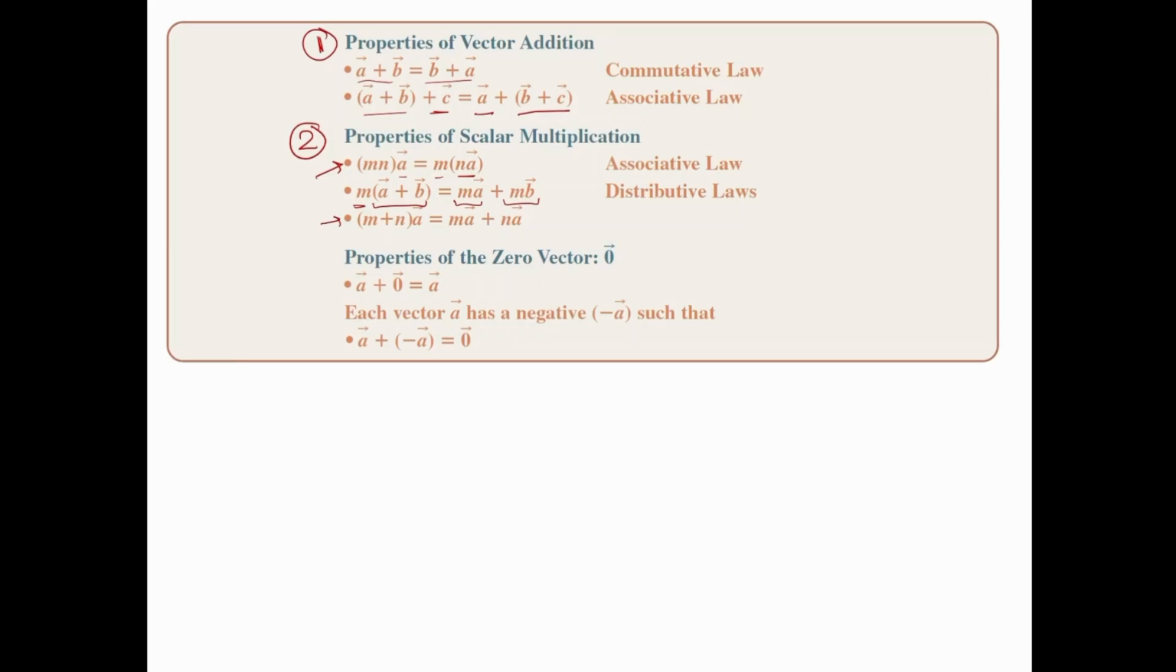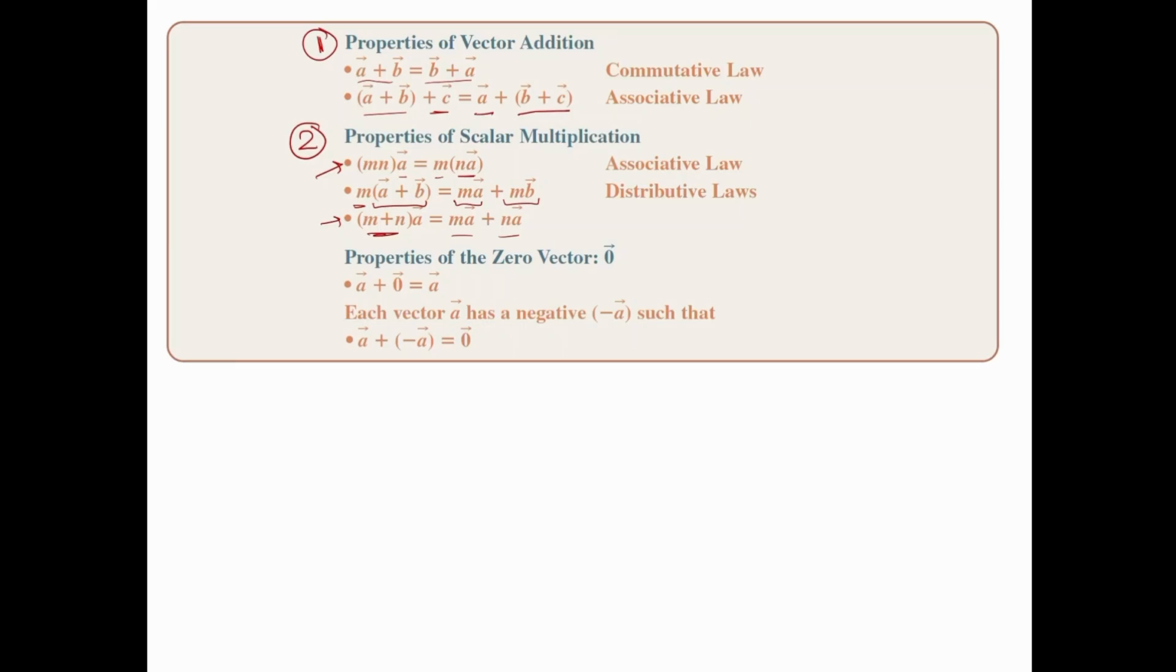The second version of this distributive law basically says that if you add 2 numbers first and then multiply the vector, it's the same as multiplying them separately and then adding them together. So if I add 2 and 3 to get 5 and then multiply by a vector, it's the same as doing 2 times the vector and 3 times the vector separately and then adding them up.